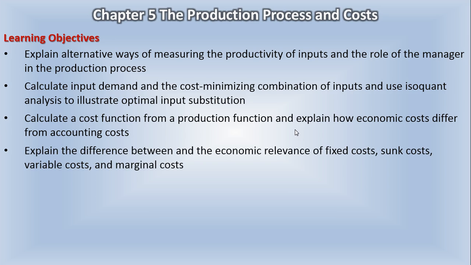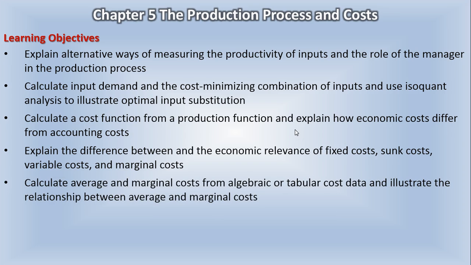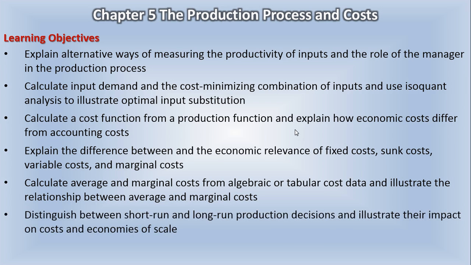So as far as this chapter goes, once we have set up the production framework and have talked about selecting the right inputs in order to maximize output and minimize costs, we will start talking about the costs that we consider the most important, which are the fixed costs, sunk costs, variable costs, and marginal costs. We'll calculate average and marginal costs from algebraic or tabular cost data and illustrate the relationship between average and marginal costs. Distinguish between short-run and long-run production decisions, and illustrate the impact on costs and economies of scale.